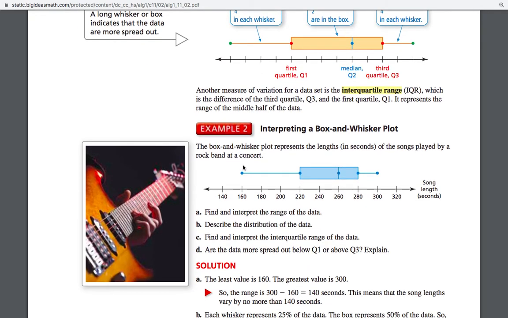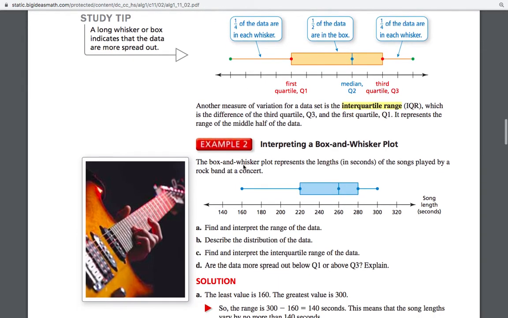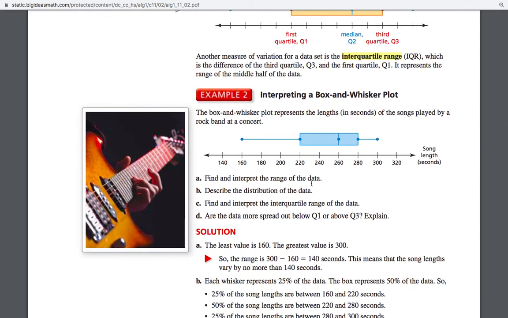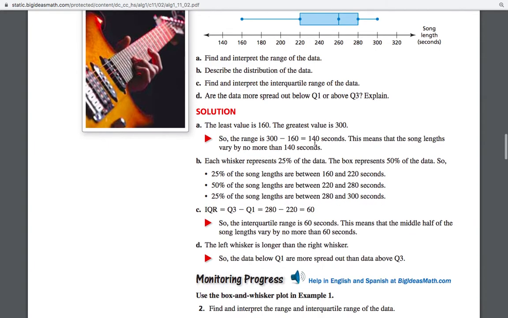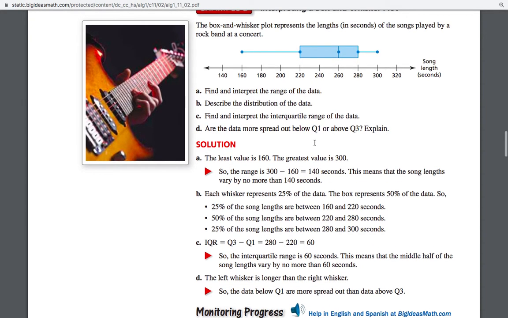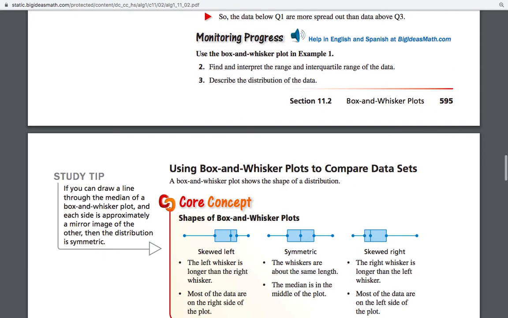So interpreting it, we've got to find and interpret the range of the data. Range is still the whole thing, right? Biggest minus smallest, like we learned about last week. The distribution of it. Describe the distribution. Well, 25% is here, 50% is here, 25% is here, like we talked about. The interquartile range. Well, that's the Q3 minus Q1. 280 minus 220 is 60. That means 50% of the data is within those 60 seconds. And then are they more spread out below or above? Since this is longer, it's more spread out below. Okay, that's what we're looking at there.